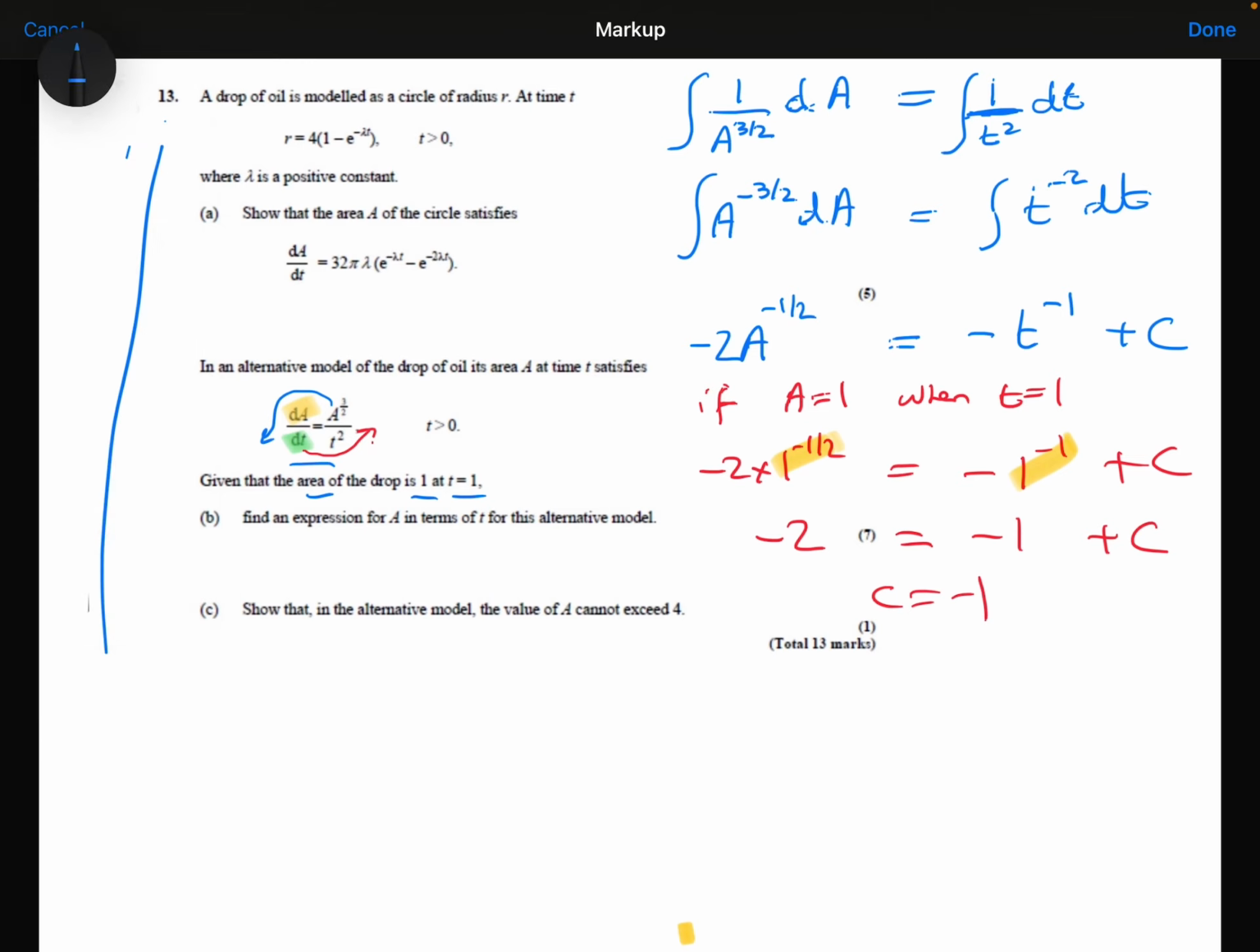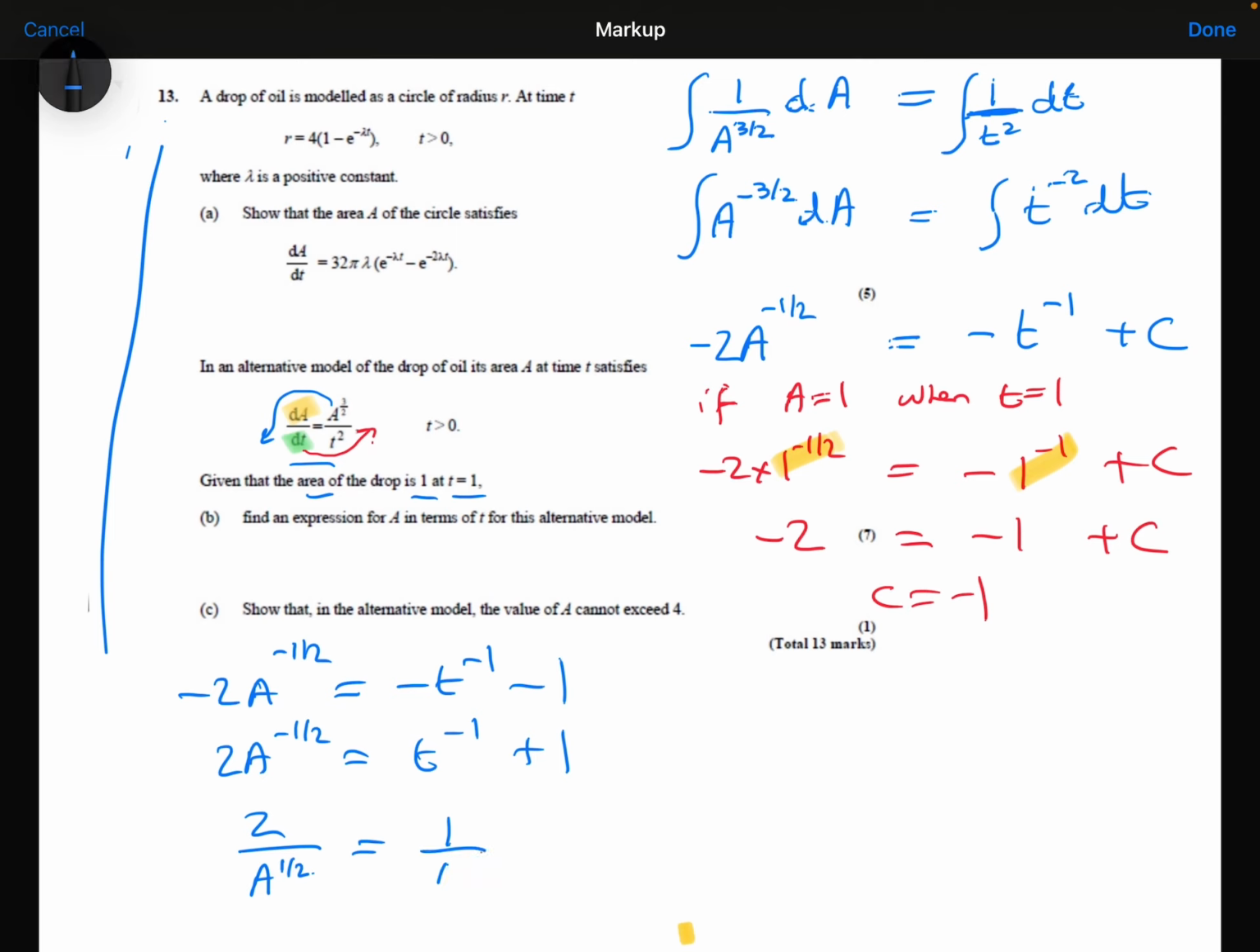And we can then say that my equation minus 2a to the power of minus a half is equal to minus t to the power minus 1 minus 1. Right, let's multiply all the way through by minus 1 to get rid of these negatives. And let's make a the subject. Now, to do this, I don't like these negative powers, so I'm actually going to rewrite these as positive powers like that. This might give me a clue as to what to do next.